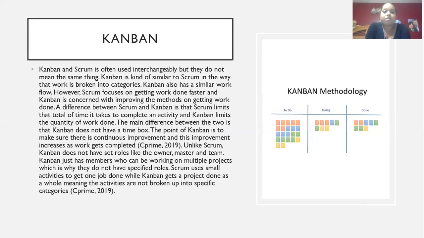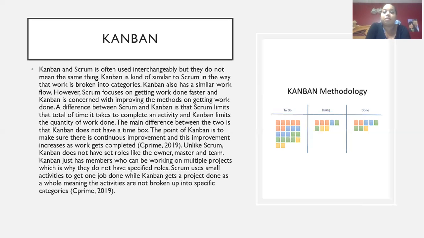However, Scrum focuses on getting work done faster, and Kanban is concerned with improving the methods of getting work done. Another difference between Scrum and Kanban is that Scrum limits the total amount of time it takes to complete an activity, and Kanban limits the quantity of work being done. The main difference between the two is Kanban does not have a time box. The point of the Kanban methodology is to make sure that there is continuous improvement, and this improvement increases as more work gets done.